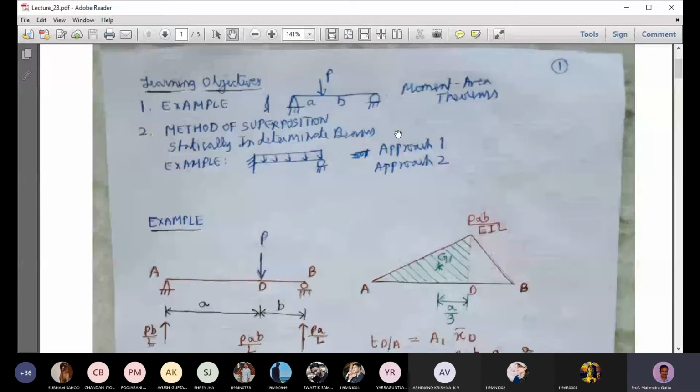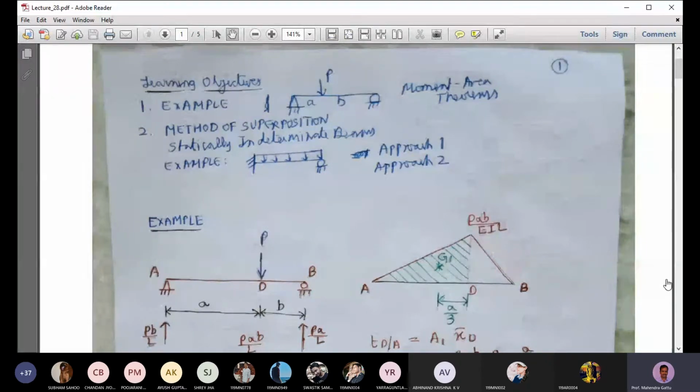Okay. So last class we were discussing moment area theorems, the application of moment area theorems to find the slopes and also the deflection y. We introduced two theorems. The first theorem is used to find the change in slope, and the second theorem is to find the vertical deviation of a point with respect to a tangent drawn at another point.